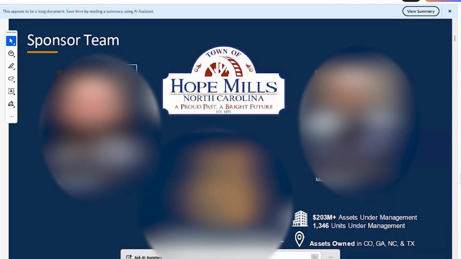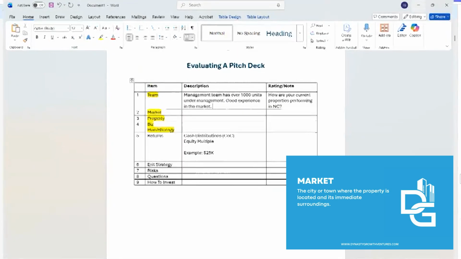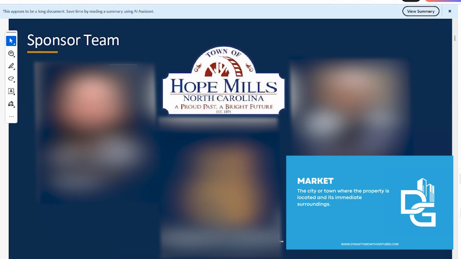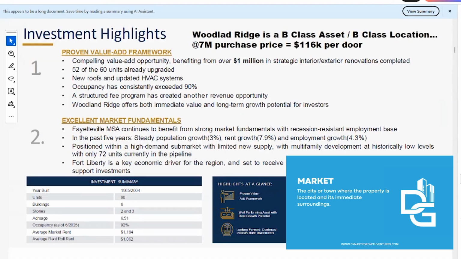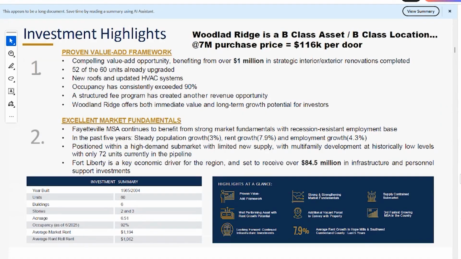So next, we want to get into the market. So I'm going to skip ahead a little to understand the market better. We're investing in Hope Mills, North Carolina. What are they telling us? Right now, I'm just looking for stuff about the market.